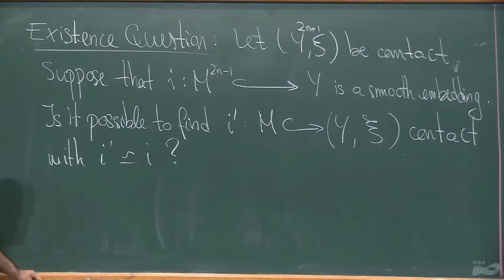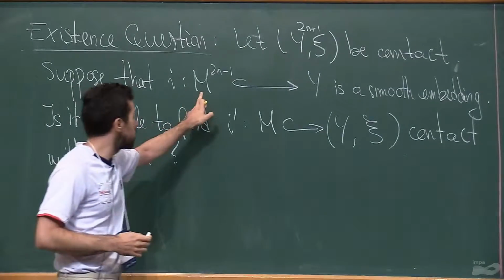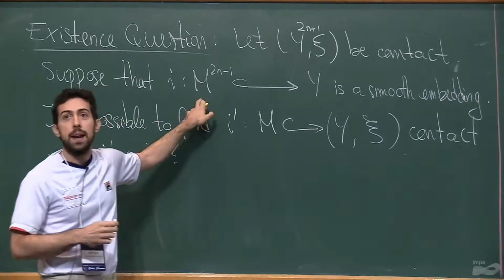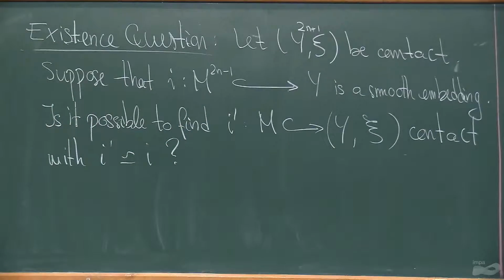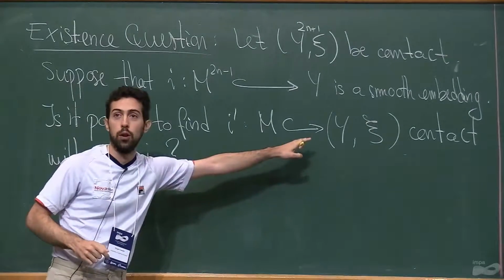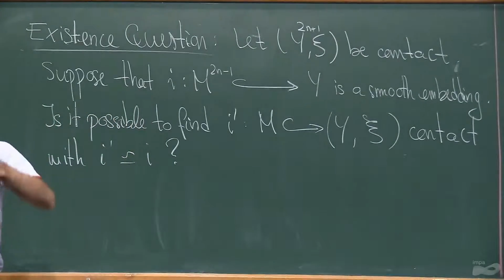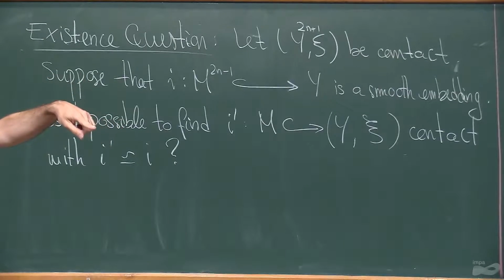And in higher dimensions, I should add, there's a slightly stronger question that you can ask, which is, suppose that I give you not just a smooth manifold M, but I give you a contact manifold M. Is it possible to find, given any smooth submanifold, an isotopy which makes the embedded submanifold now contact with that prescribed contact structure? Does that make sense? I'm saying two things now.